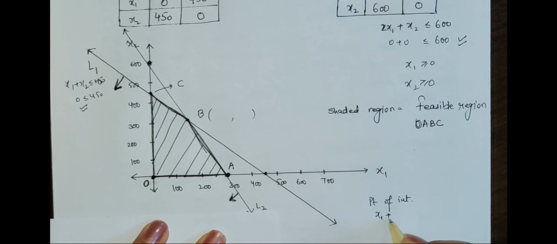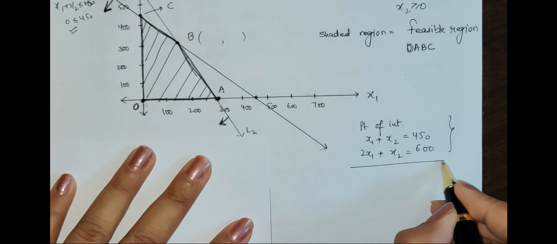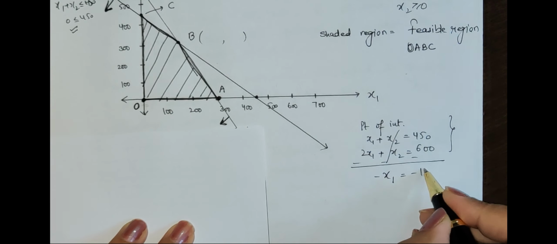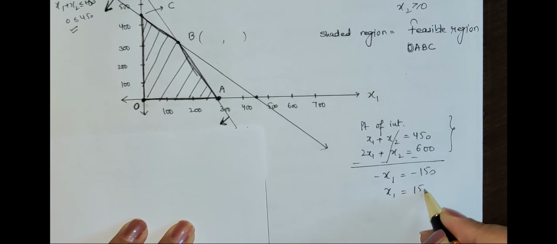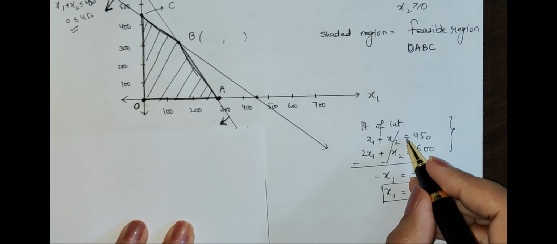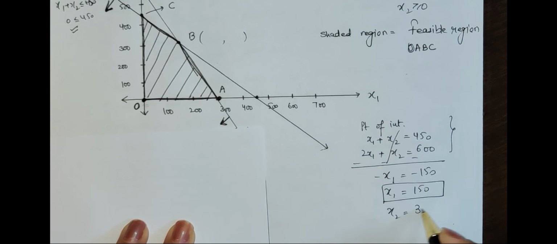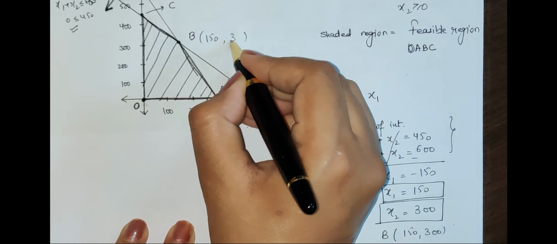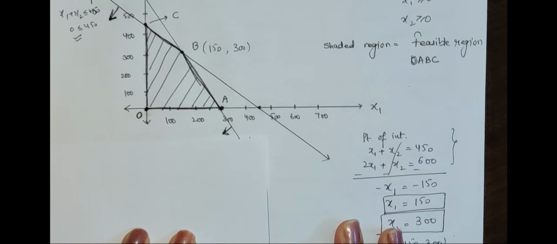Let us see how we find the point of intersection. It is x1 plus x2 equals 450, and 2x1 plus x2 equals 600, correct? Now we subtract the two, and I get minus x1 equals minus 150, and thereby x1 is 150. Now I put it in either equation to get the value of x2. Say I use the first equation, and I get x2 as 300. So this gives the coordinate for B: 150, 300. Now I have each and every piece of information.